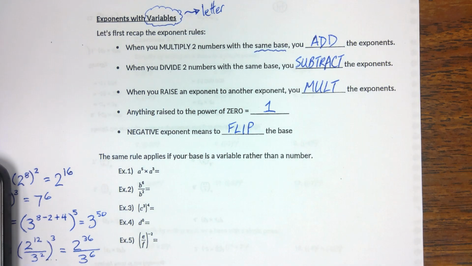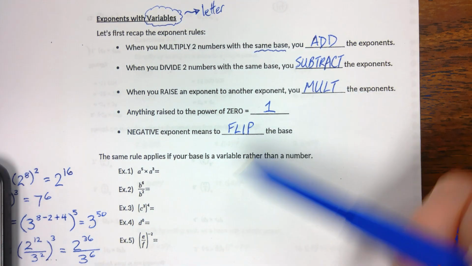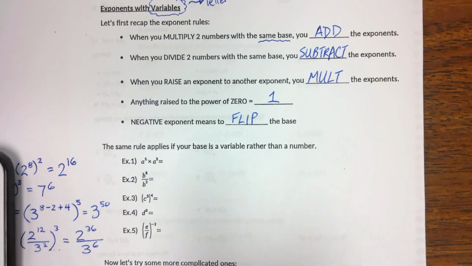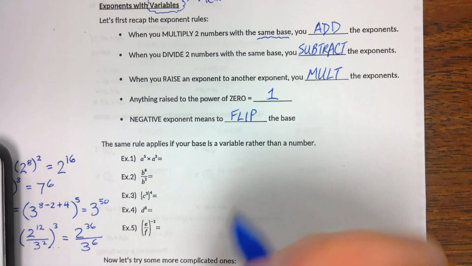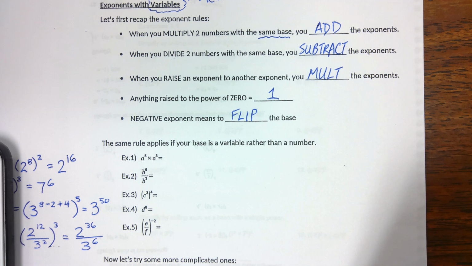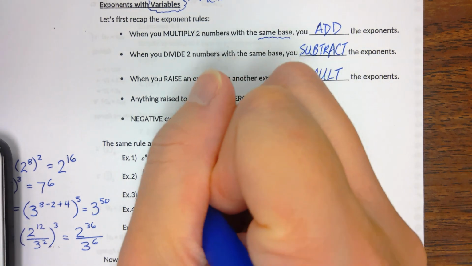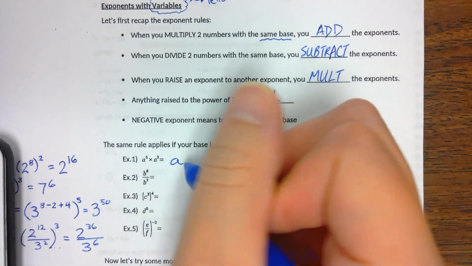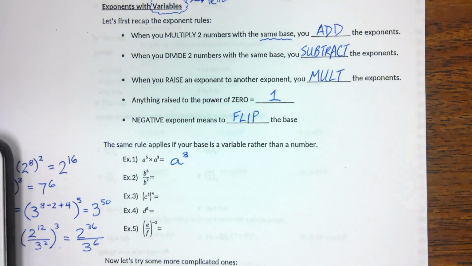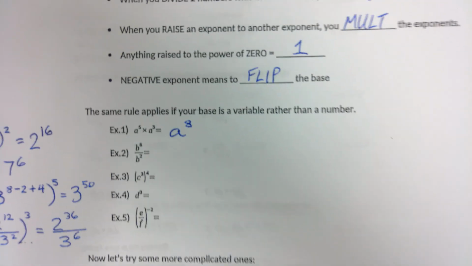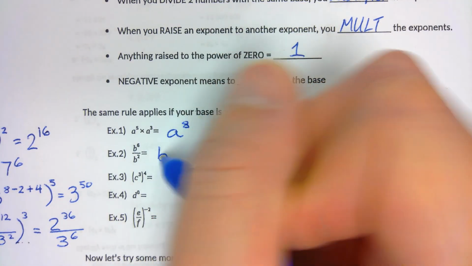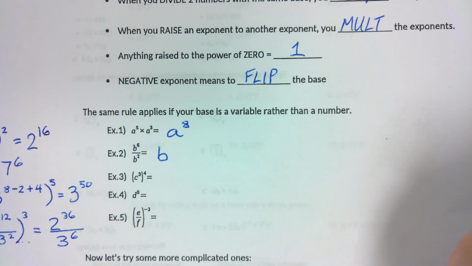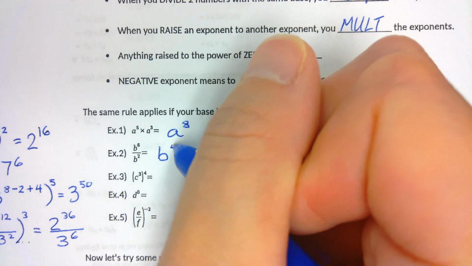Okay. So now let's just apply the exact same rules, but on variables. So instead of 2 to the power of 5, I'm doing a to the power of 5 times a to the power of 3. So what's my base? A, yeah. And then I just add the exponents because that's what we said we do. So it's simply a to the 8. Okay. What about example 2? I get b to the, you can just shout out the answer. B to the 4. Good.